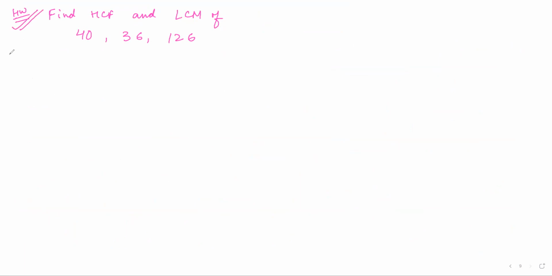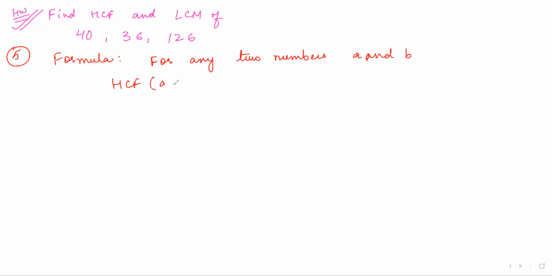Now next, okay? The fifth important thing in this chapter is this formula. The questions will be asked from this: for any two numbers, A and B, the HCF of these two numbers multiplied by the LCM of these two numbers is actually equal to the product of these two numbers. I should not write numbers, I should write integers, because it is applicable for integers, not irrational numbers.